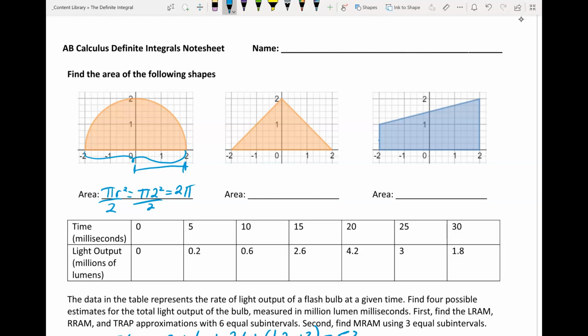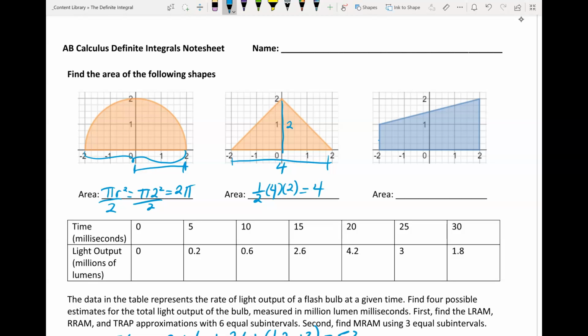If you want, you can go ahead and pause this video and find the area for the following two shapes. Okay, so for this next one, the area of the triangle is 1/2 times base times height. Our base is all along the bottom here from -2 to 2. This distance is 4, and that's our base. And then the height of the triangle is 2. So 4 times 2 times 1/2 is 4.